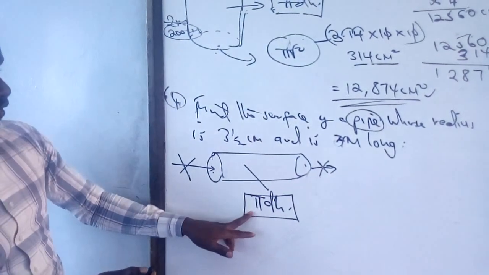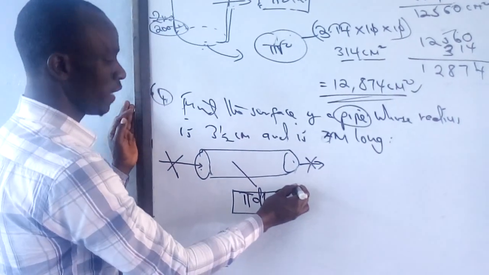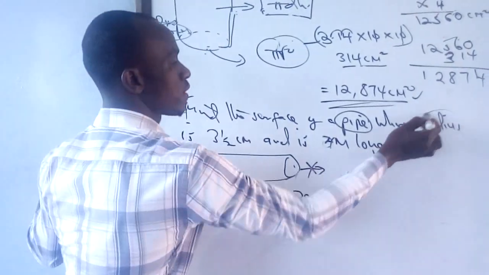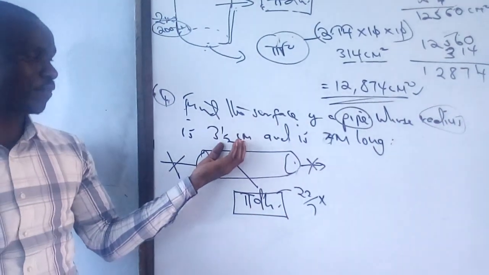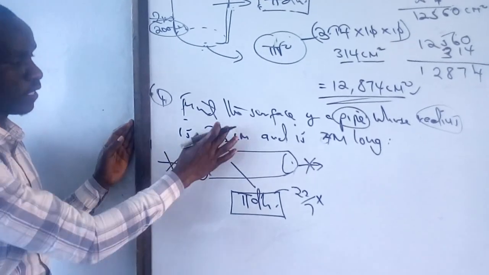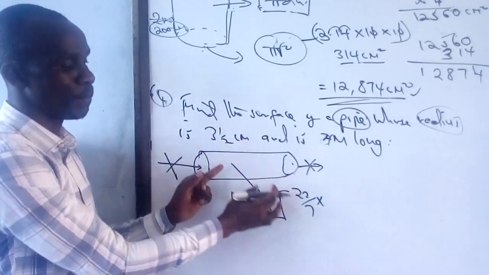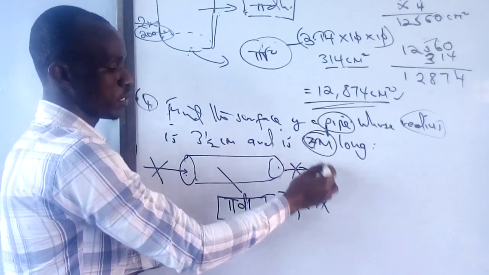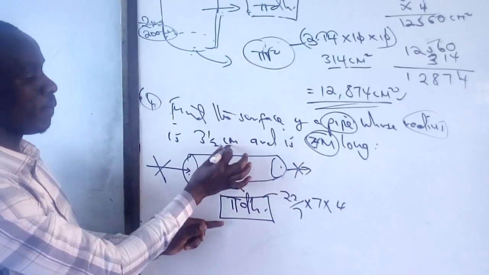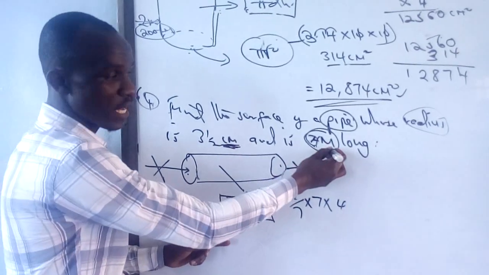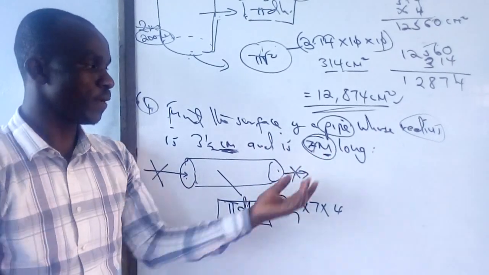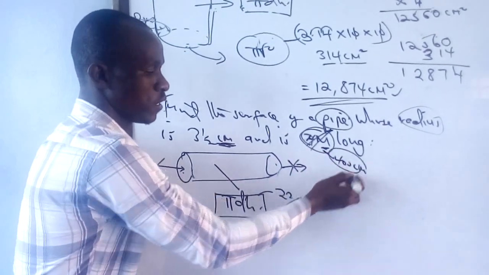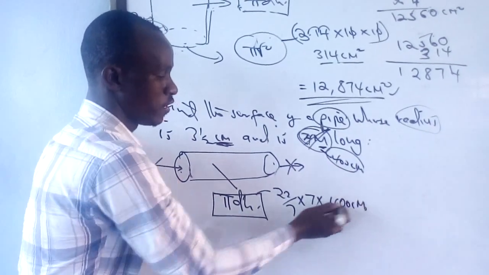So if we have it as pi dh, we have pi, which is 22/7. Remember, this is a radius of 3.5. So 3.5 plus 3.5 will give us a diameter of 7. So times 7 times a height of 4 meters. This is 4 meters, but remember, centimeters, meters. So make sure the units are the same. So 4 meters will give us 400 centimeters.